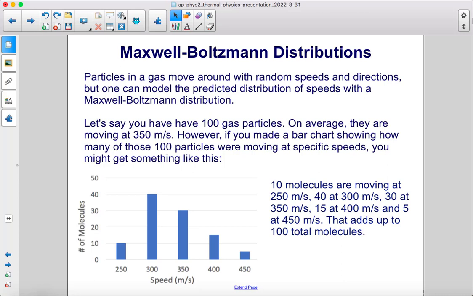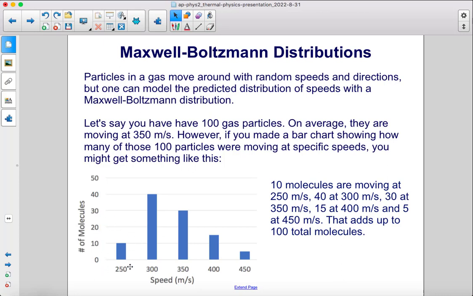Let's say you have 100 gas particles. On average, they're moving at 350 meters per second. However, if you made a bar chart showing how many of those 100 particles were moving at specific speeds, you might get something like this.